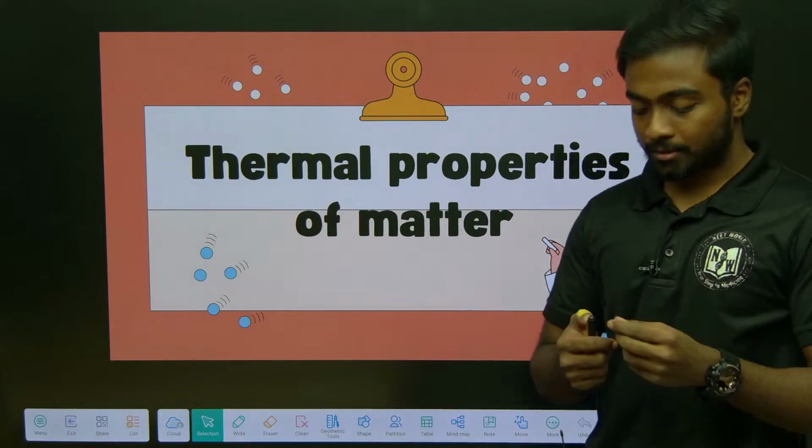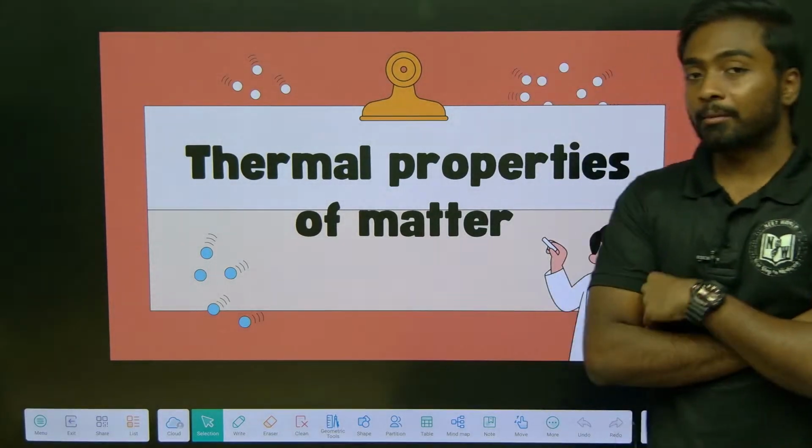So good afternoon guys. So yesterday we have talked about the thermal properties of matter, right?